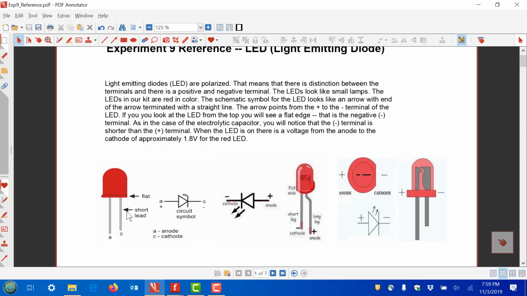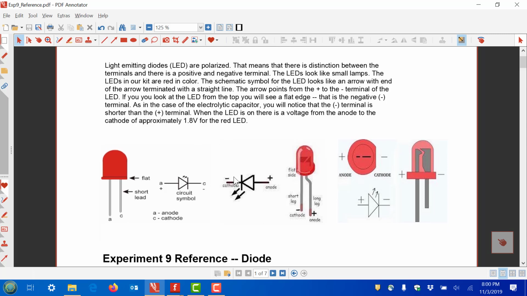Typically, the longer leg is the anode, and the shorter leg is the cathode. Also, if you look from the top, you'll see that one side is flat, where it really should be circular. So the flat side is actually the negative side. If you look at the lead under that side, you'll see that that's actually the cathode. You've seen this, and I won't say much about it, except to say that when this red LED conducts, you will have approximately 1.8 volts measured from the anode to the cathode.